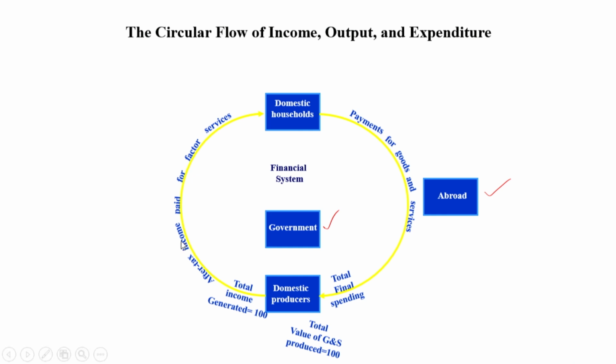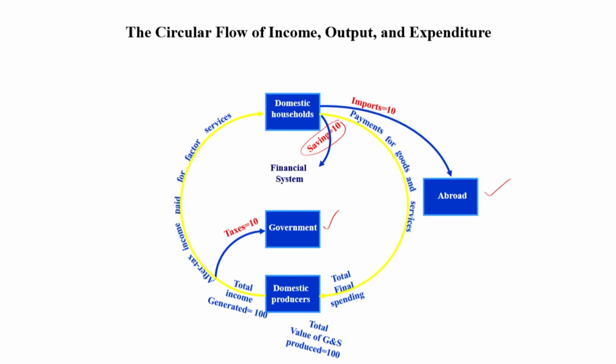So what happened is that though we said that the total production equals total income equals total expenditure, there can be some leakages. Domestic households, in the previous picture I showed that they spend, but here they don't spend all their income on buying goods and services. Instead they will be saving. Out of 100, suppose their saving is for example 10. So you can see that there is a leakage of 10.